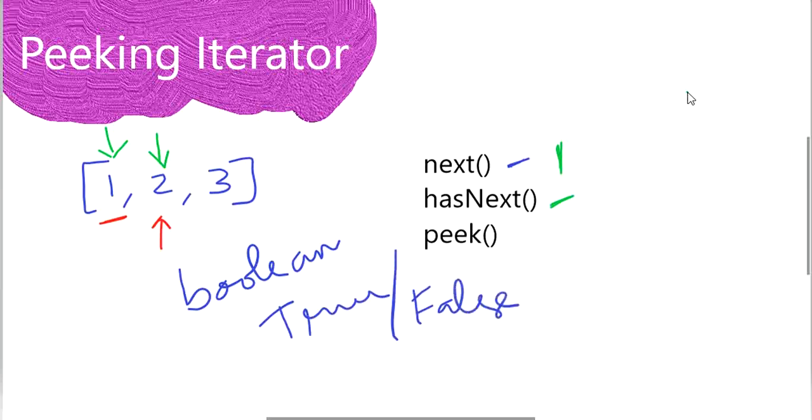Very simple. Now we are going to implement peek. The peek will send us the value of the current pointer. Next will return the value and move the pointer to the next element, but peek will not move the pointer. It just returns the value of our current pointer. So let's see how we are going to implement this in code.